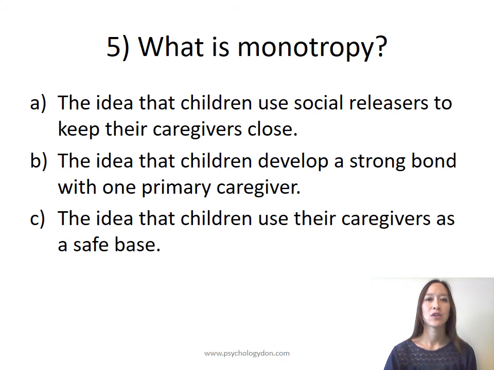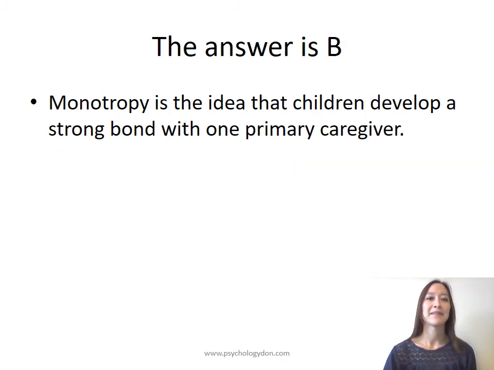Question 5. What is monotropy? Is it A, the idea that children use social releasers to keep their caregivers close? Is it B, the idea that children develop a strong bond with one primary caregiver? Or C, the idea that children use their caregivers as a safe base? The answer is B. Monotropy is the idea that children develop a strong bond with one primary caregiver.